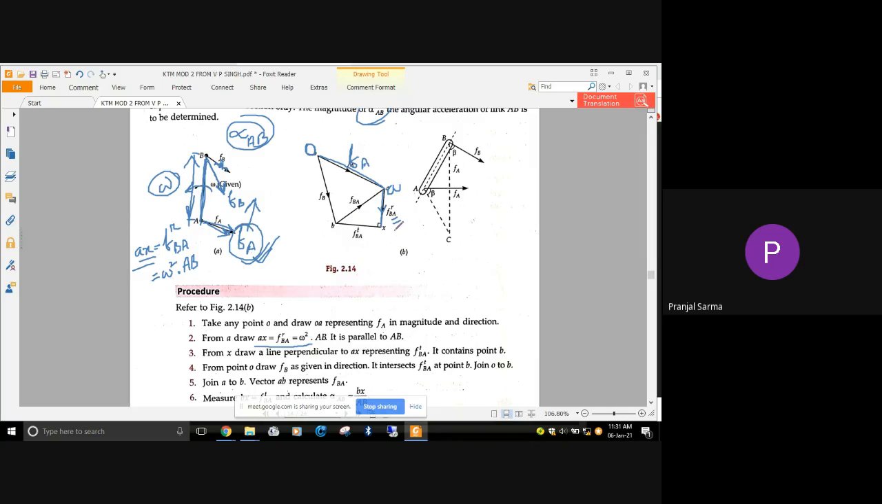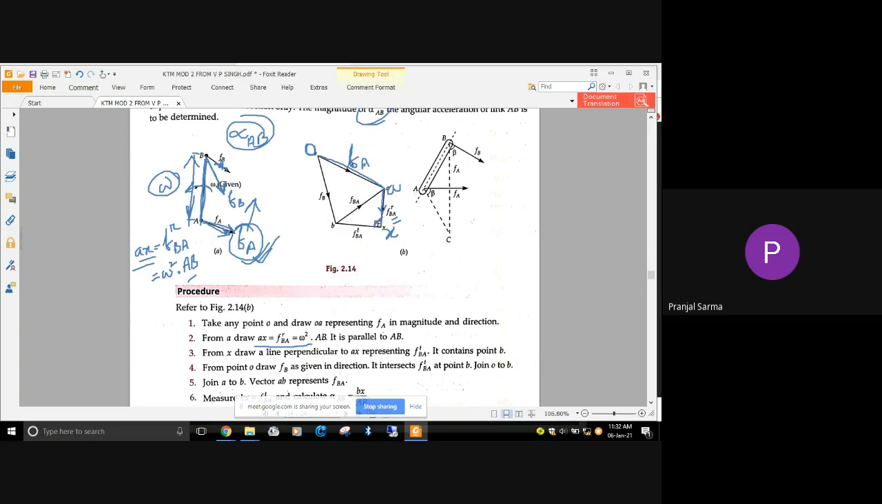Okay. Next, this is X. Now next, from X, what will we draw? We are going to draw a perpendicular line, and we know that it denotes the direction of the tangential component. Somewhere on that line the point B will be, because we are talking about the acceleration of B with respect to A.